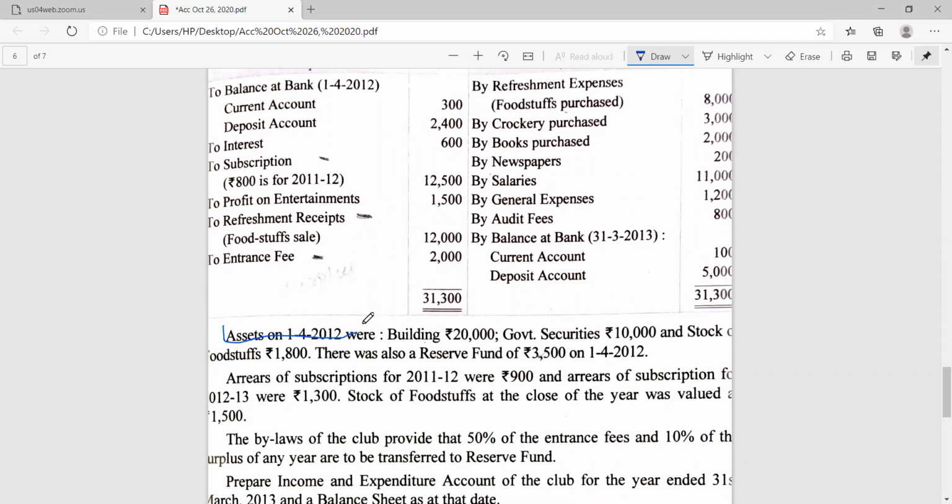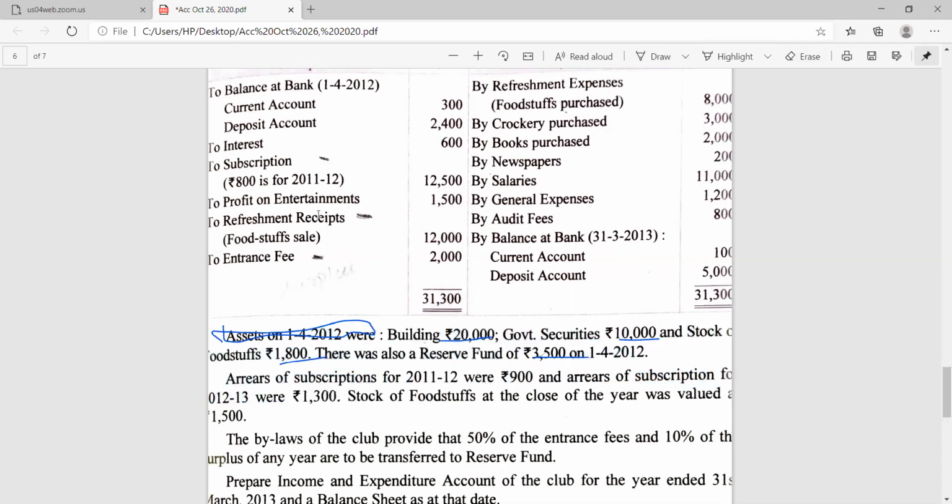All these are the opening amounts. These opening amounts are to be shown in the opening balance sheet, that is building, government securities, stock of foodstuff, and reserve fund, which is shown on the capital side or liability side. You have to show all these, and by balancing it you will get the capital fund, that is 31,900.